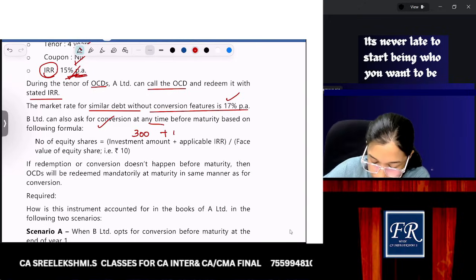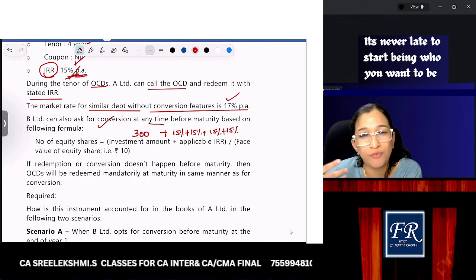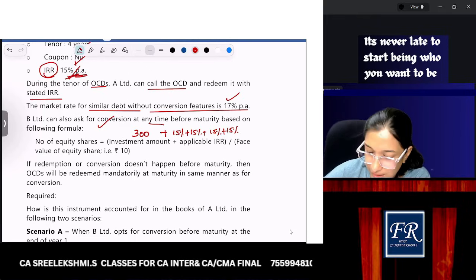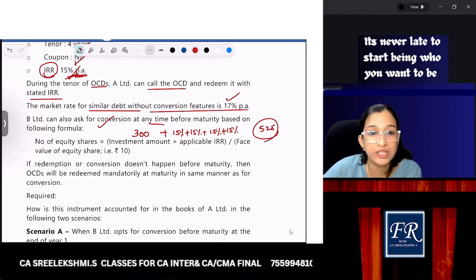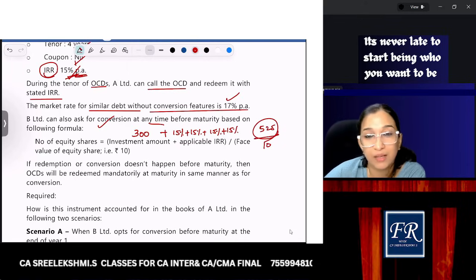So what should I do? 15% plus 15% plus 15% plus 15% will be the return. So 300 into 1.15 for 4 years, or I'm doing 300 plus 15% for years 2, 3, 4. You will be getting 524.7. 525 is the maturity value. Divided by 10 is the number of shares that can be asked for.